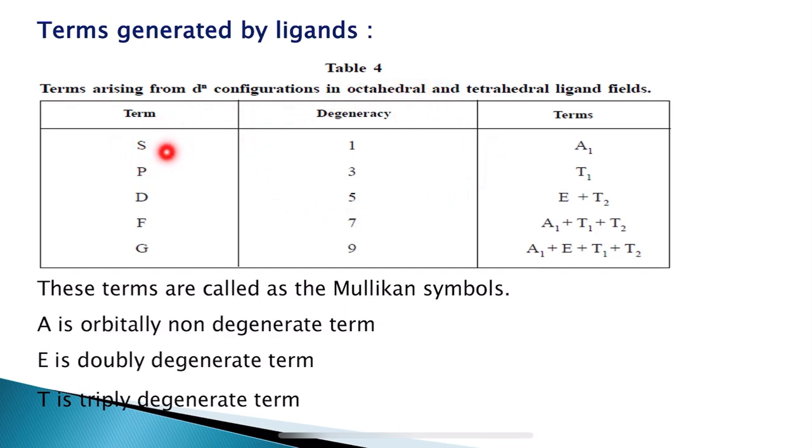Here, if the term is S, then the degeneracy is 1, and the term used is A1. Next, if it is P, then the degeneracy is 3, so T1. D means 5, F means 7. This is how the terms are used. These symbols are called Mulliken symbols. A is an orbitally non-degenerate term, E is a doubly degenerate term, and T is a triply degenerate term.